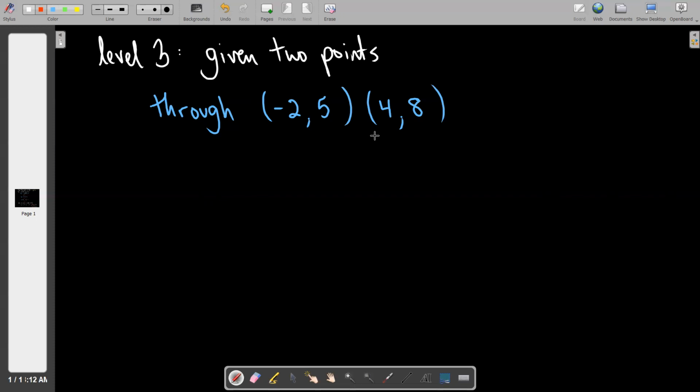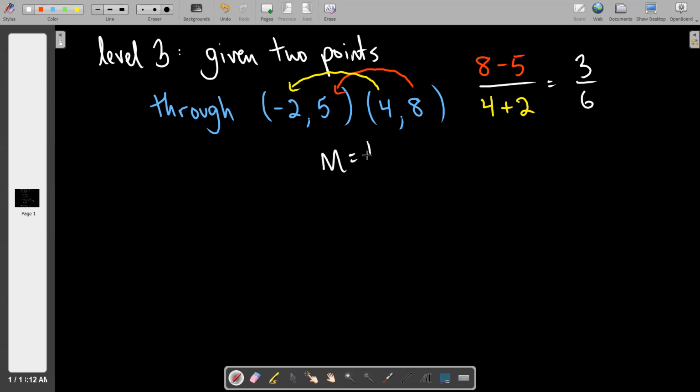What's my first subtraction going to look like? Good job. And I'm not interested in the answer yet. You know that. I just want the subtraction problem. 8 minus 5. And then the other subtraction is 4 plus 2. Very good. So if we don't know the slope, that's okay. We'll just find it. What's 8 minus 5 now? 4 plus 2. What's my slope? Good job, you guys. So the slope is 1/2.